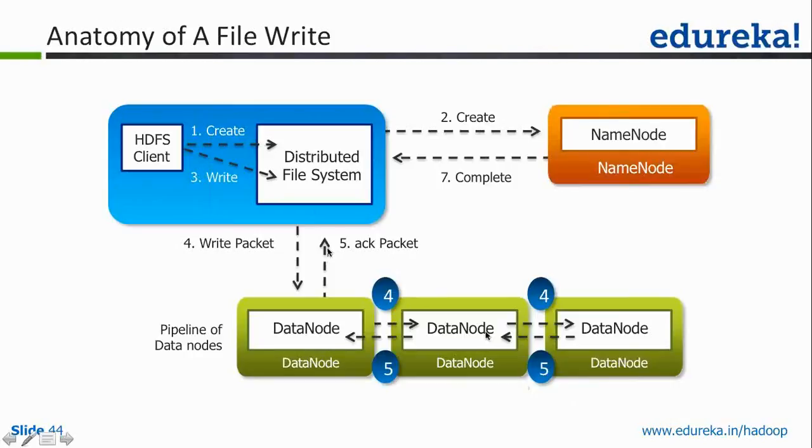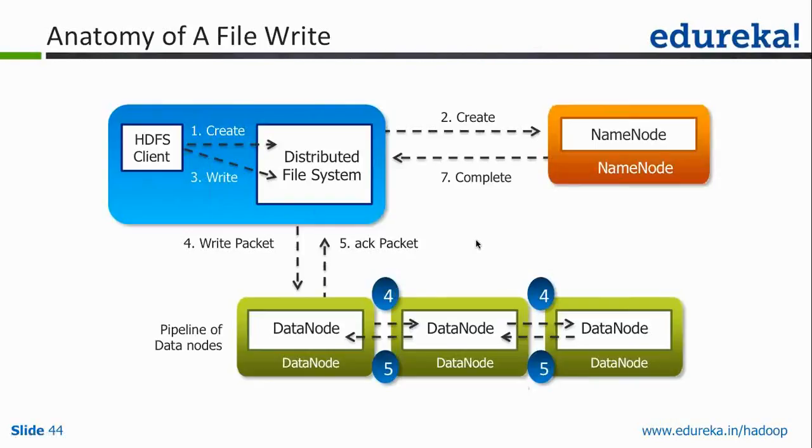The final acknowledgement will be sent, I think the arrow is wrong. This will be sent back to the name node, and the name node will come to know that the write has happened, and then it will put it in its metadata that, okay, this data is written at this point, and next time when a read has to happen, it will read from this point.